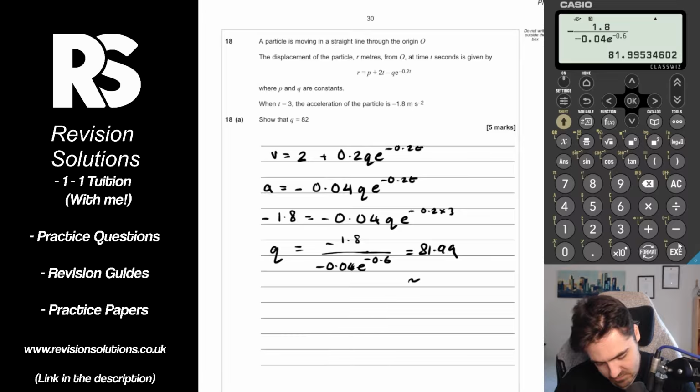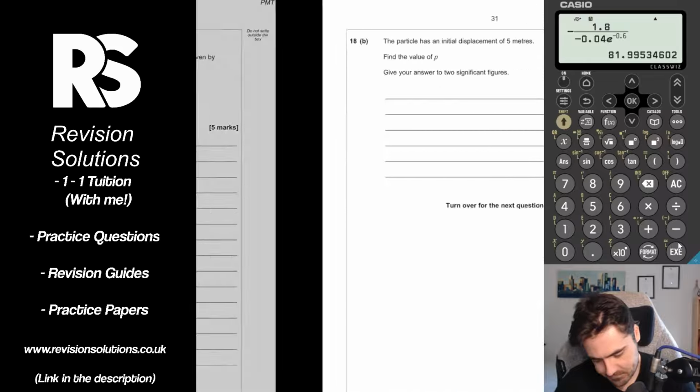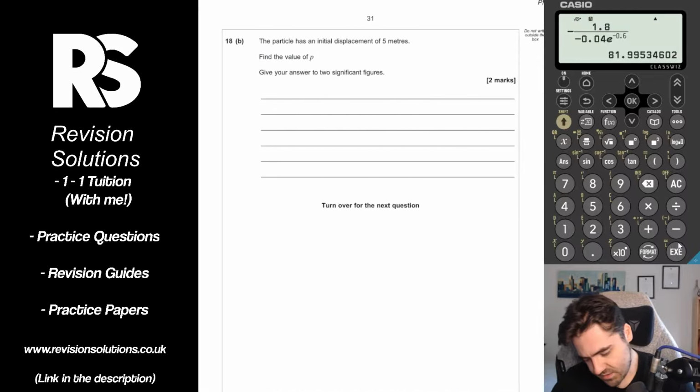(81.99), so approximately 82. The particle has an initial displacement of 5. Find the value of p. So that means r equals 5 when t equals 0.